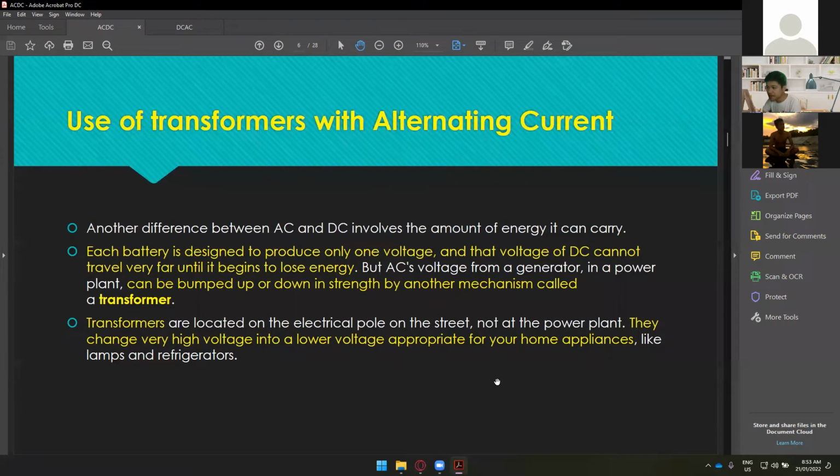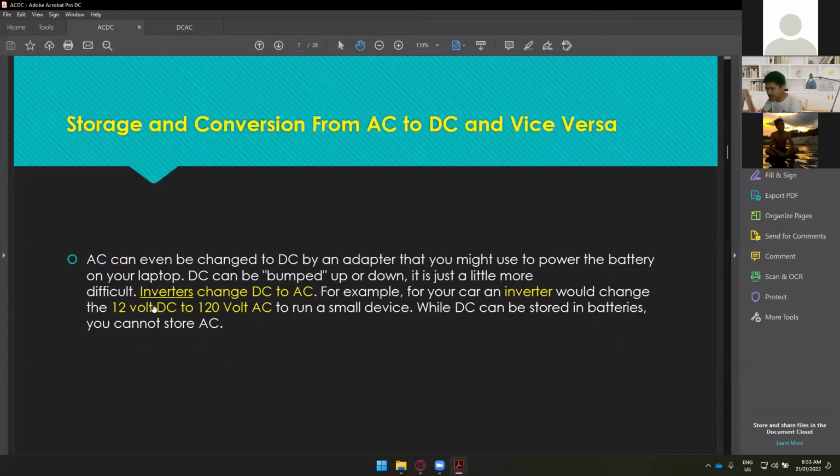Okay, so are we clear so far regarding the transformer? Yes, sir. Just let me know if you guys have a question, okay?